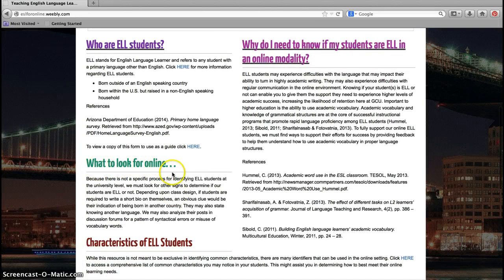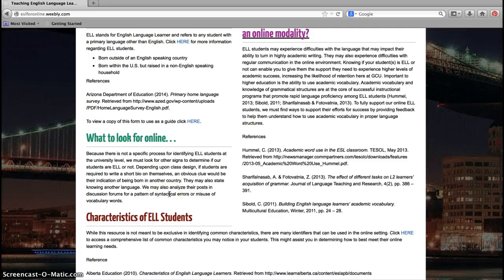At the university level, since there is not a specific process to identify ELL students, we must look for other ways to determine whether or not they are an ELL student and could use some additional support. Within their biography, you can look at their information regarding where they were born. Maybe they had another language experience. Maybe they stated specifically they're English language learners. So please feel free to look at their biography information for more clues as to whether or not they could use some additional support.